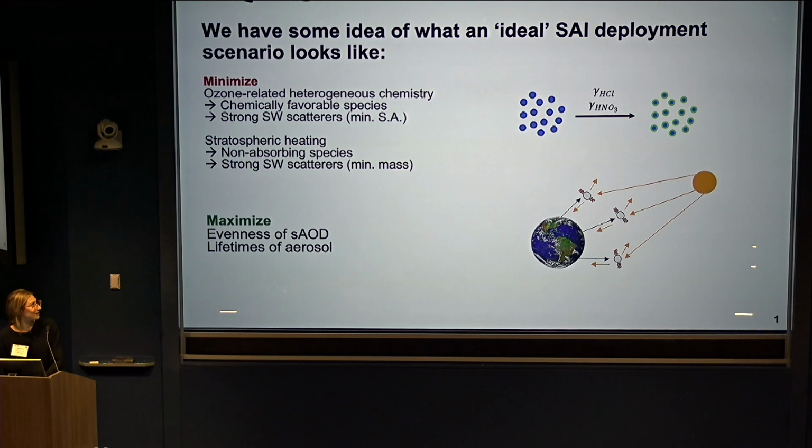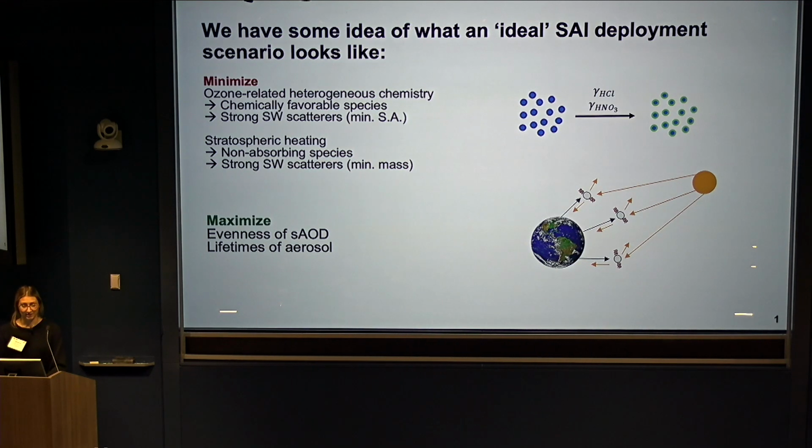So thanks to the past 20 years of really lovely work, we have some idea of what an ideal SAI deployment scenario looks like. That involves minimizing the two key risks that we understand, the first being ozone depletion. We can minimize this risk through the use of chemically favorable species, that is, species that limit uptake of chlorine-containing reservoir gases and lead to the production of photolabile chlorine. In addition, we can use species that don't uptake reactive nitrogen species and partition those on the surface, to limit the conversion of photolabile chlorine back into reservoir chlorine-containing species like chlorine nitrate.